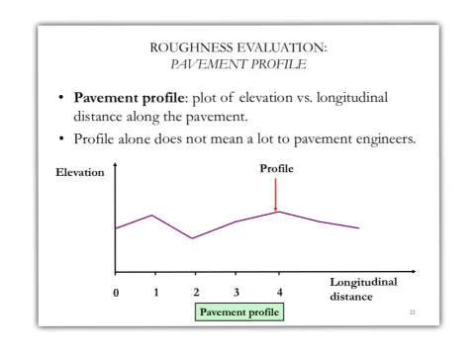As a preliminary stage here, we need to define what a pavement profile is. A pavement profile, as you can see here, is a plot of elevation on the y-axis versus the longitudinal distance along the pavement. The profile alone doesn't really mean a lot to pavement engineers, but we will be using it to define roughness. For example, eventually we are going to look at the elevation of this point versus the elevation of the adjacent point all the way to here, and the difference in elevation in the pavement profile will give us an indication of how rough or smooth that road is.